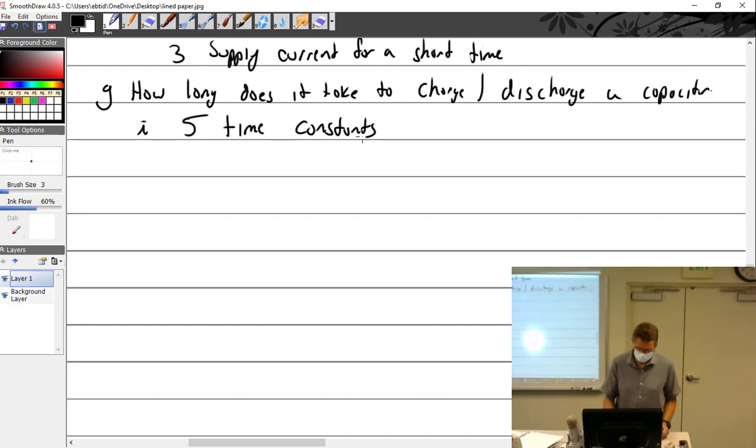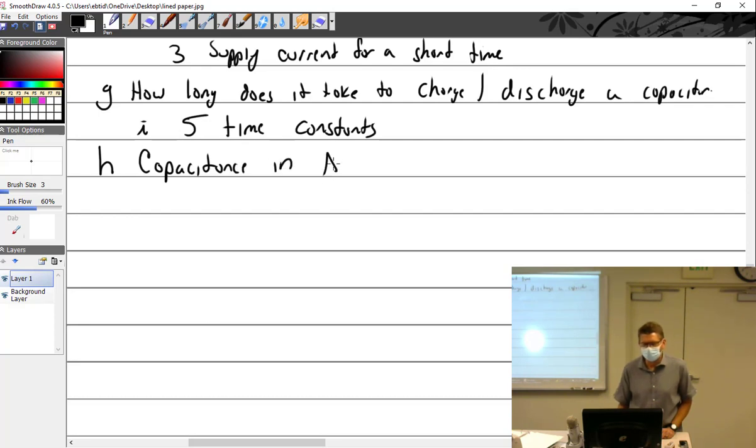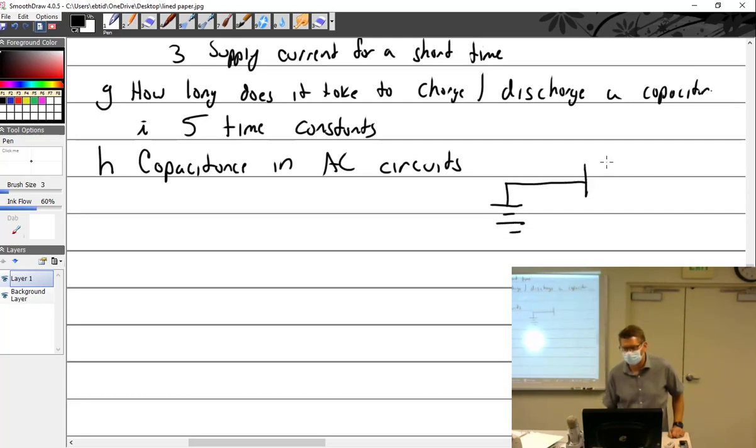All right. Well, here's the part that kind of hurts a little bit. All right. Capacitance in AC circuits. All right, well, a little bit ago, I drew this. The other day, I drew something that looked like this.